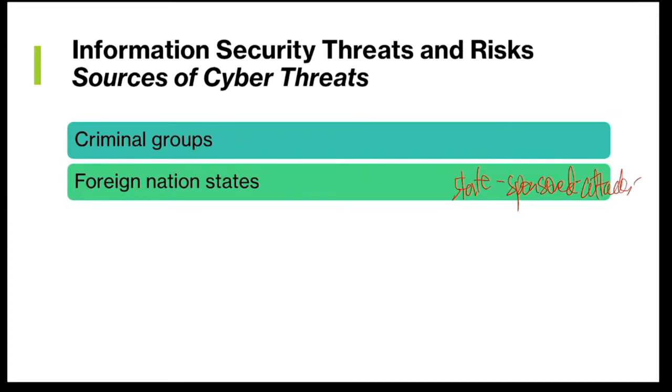So for example, with foreign nation states, very popular is the news that Russia affected the US elections, the previous one, not the recent one, or how North Korea sponsored the attack towards the Bangladesh Central Bank.